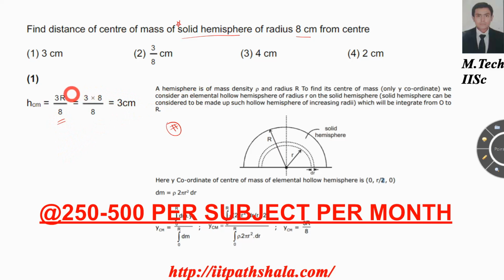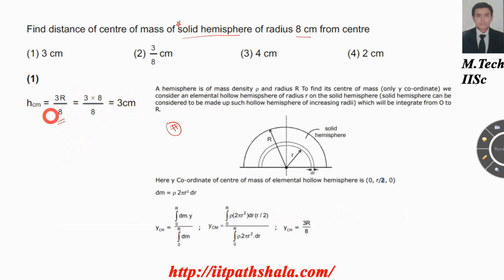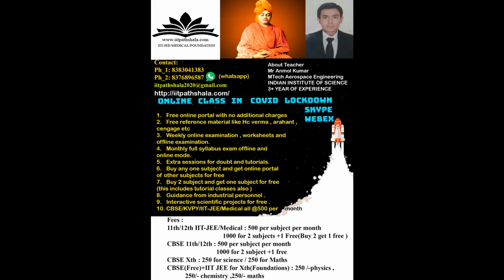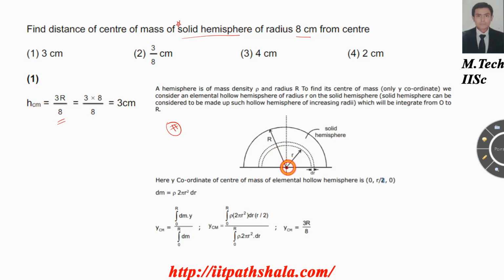Now just put the value of the radius and you can find the value of the center of mass from the center O itself. It will be lying somewhere here on this y-axis, and the distance from this O will be equal to 3r by 8.